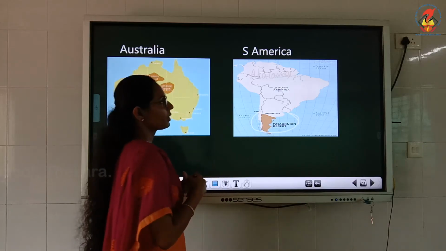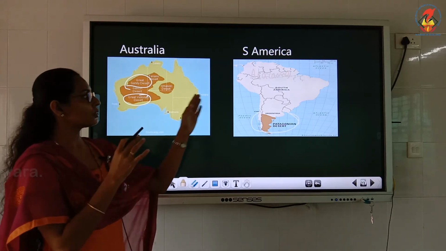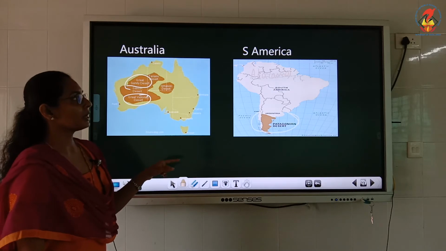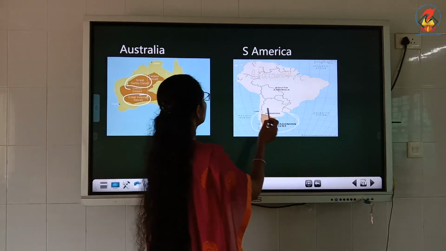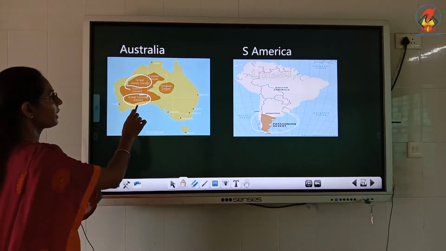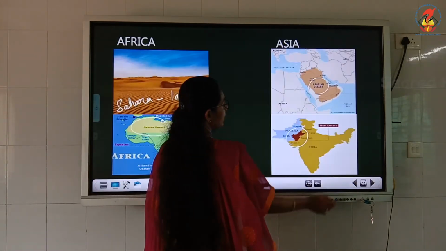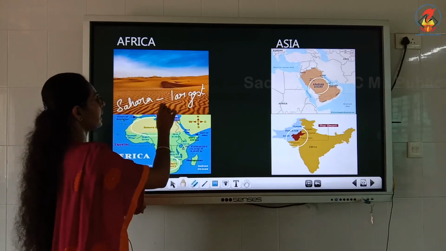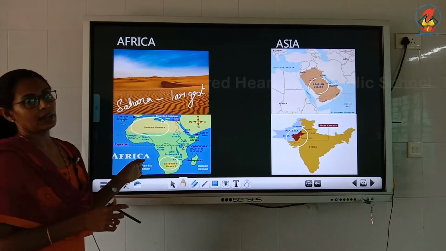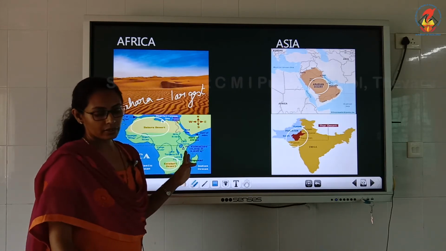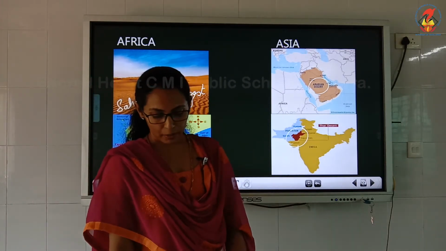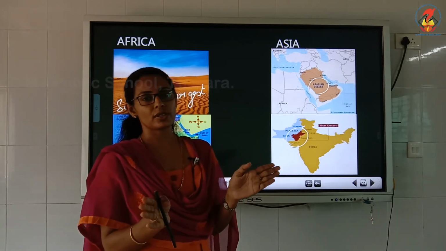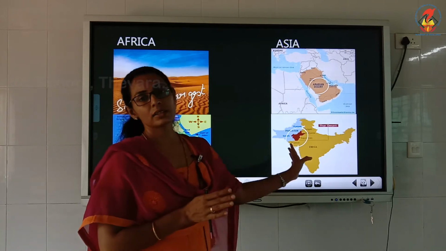Atacama Desert. So these are the important deserts in different continents you have to study. South America, Patagonian and Atacama, and Australia, Great Sandy and Great Victoria. Then in Asia, Thar Desert in India, then Arabian Desert. Then in Africa, Sahara Desert and Kalahari Desert. Okay children, so these are the two important divisions of landforms, plains and desert.